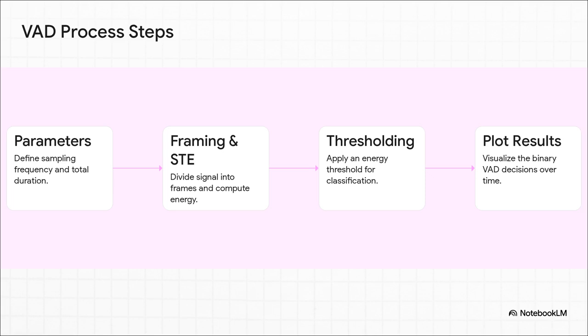First, we define our sampling parameters, setting our sample rate to 8,000 Hz, which is the standard for narrowband speech. Second, we literally chop the continuous audio signal into tiny 20 millisecond frames and calculate the short-term energy for each of those frames. Third, we establish a classification threshold. We'll set it at 50% of the maximum energy. And finally, we'll plot out our binary results.